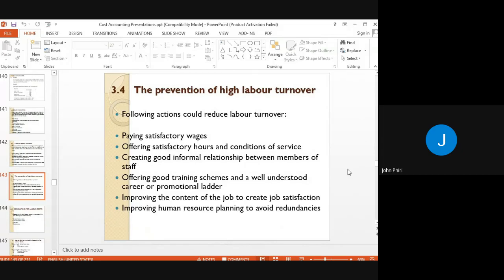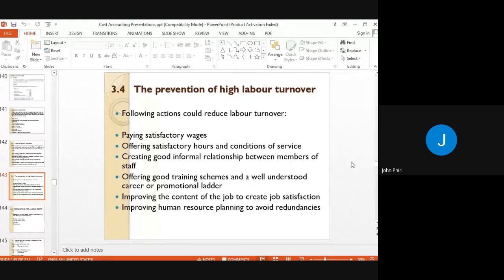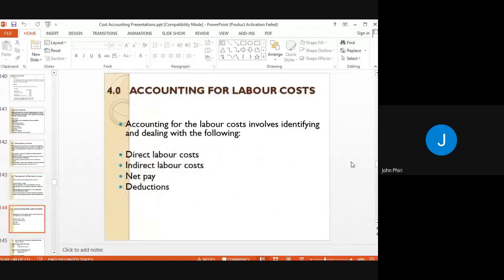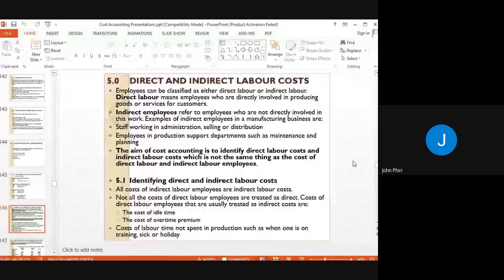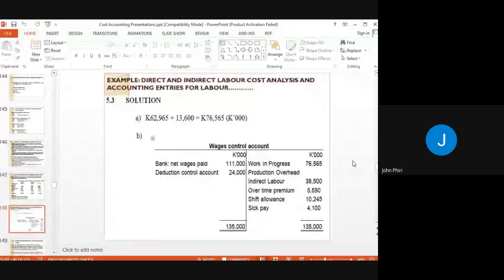Then, how do you prevent a high labor turnover? We said you need to pay people satisfactory wages, and you also give them good working conditions. Creating good informal relationships between members of staff is very important. Then you offer good training schemes and a well understood career or promotion ladder. You also need to improve the content of the job for them to have job satisfaction, and try to avoid redundancies by having a good human resource plan. Good. So those are aspects to do with labor.